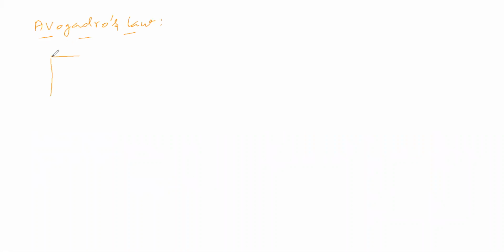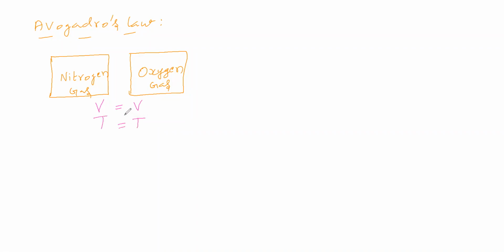Now we will take a closed vessel. In this vessel we will take, suppose, nitrogen gas. We will take another vessel. In this vessel we will take oxygen gas. Now the volume of nitrogen gas is equal to the volume of oxygen gas. It is a condition. Like this condition we will take. The temperature of nitrogen gas is equal to the temperature of oxygen gas. Then the pressure of nitrogen gas is equal to the pressure of oxygen gas.